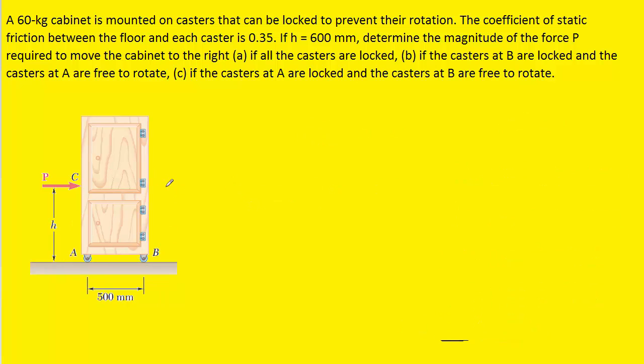Now on to part B, which tells us that the casters at point B are locked, and the casters at A are free to rotate. So we want to come back here and draw the forces acting on the cabinet. Once again, we have the downward weight force of the cabinet.